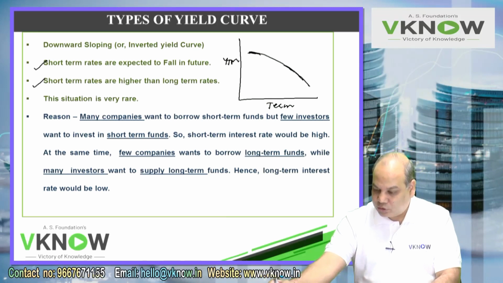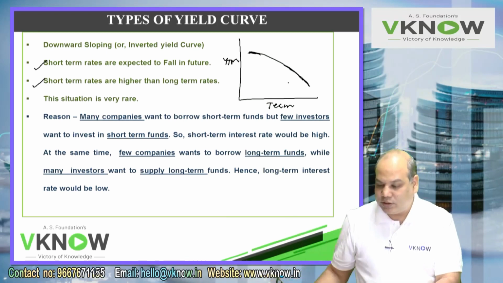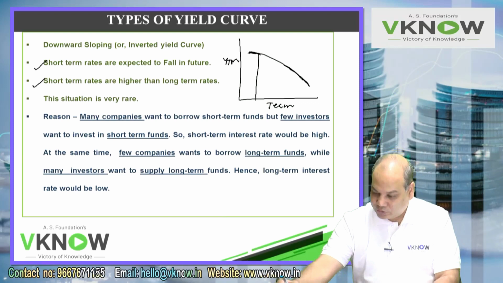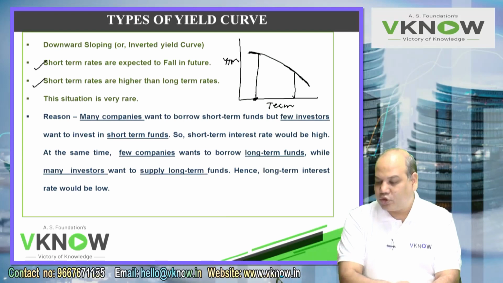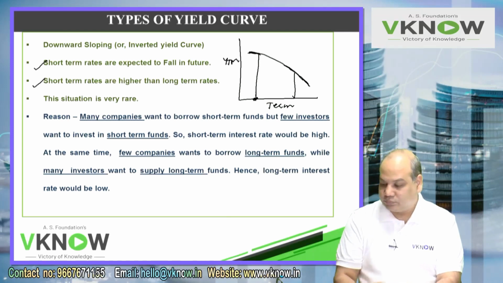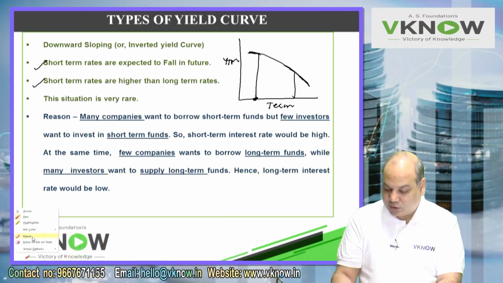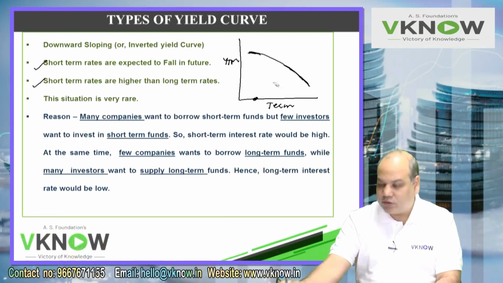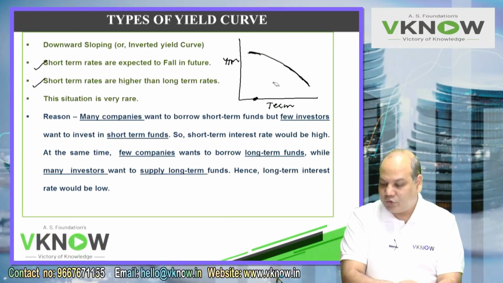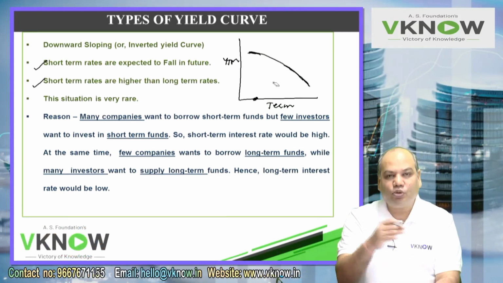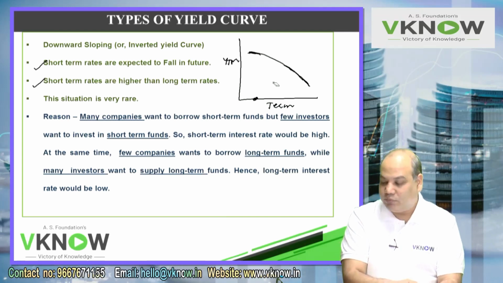You can see the longer the term to maturity, the interest rate is lower. Short term rates are higher than long term rates. Suppose this is 5 year and this is 15 year. So the YTM for a short term period is higher than the YTM for a longer period. This situation is very rare. Suppose after the class, you do some Google search and try to find out the yield curve, you will find that most of the yield curves will be showing a rising curve, upward slope. Very, very rarely this situation will arise.